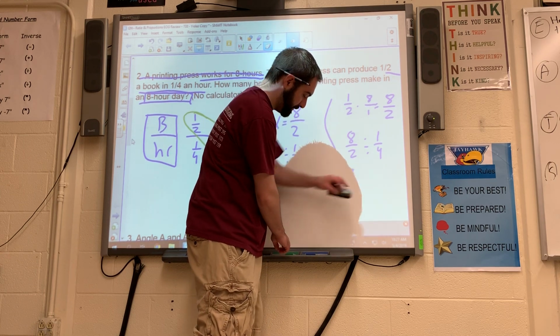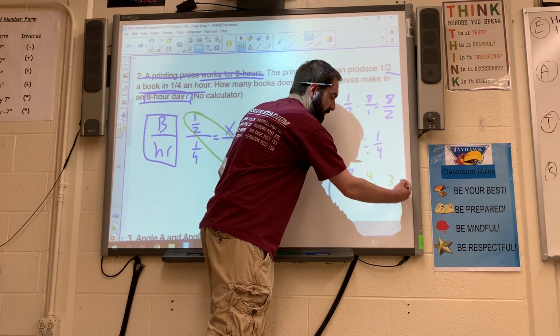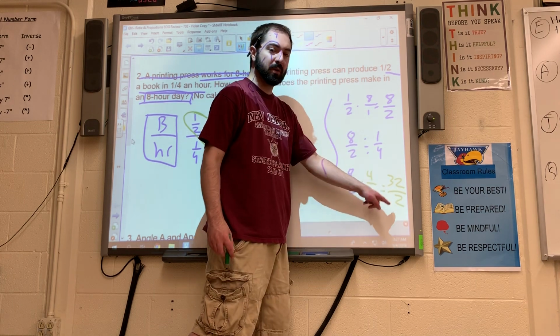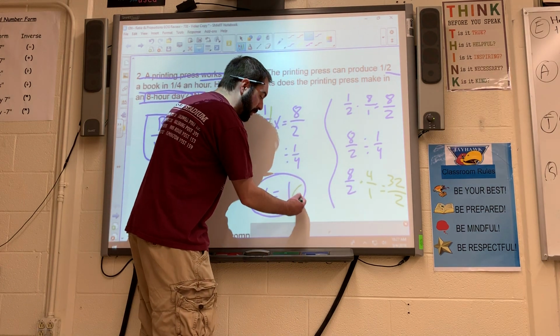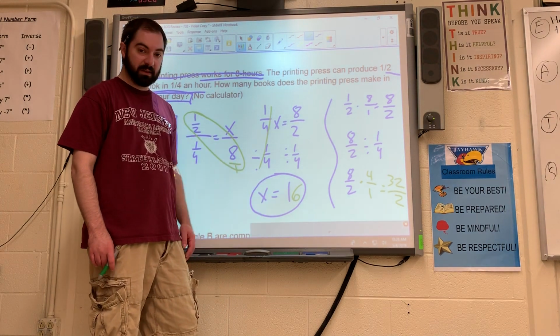If I can get my eraser to work, there we go. Becomes 4 over 1. 8 times 4 is 32. 2 times 1 is 2. So we really have 32 over 2, perfectly acceptable answer, or 32 divided by 2 is 16. So x was really 16.